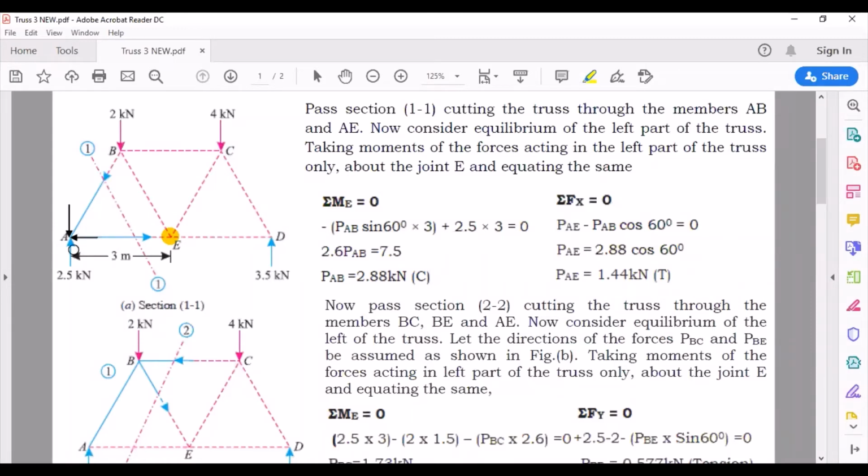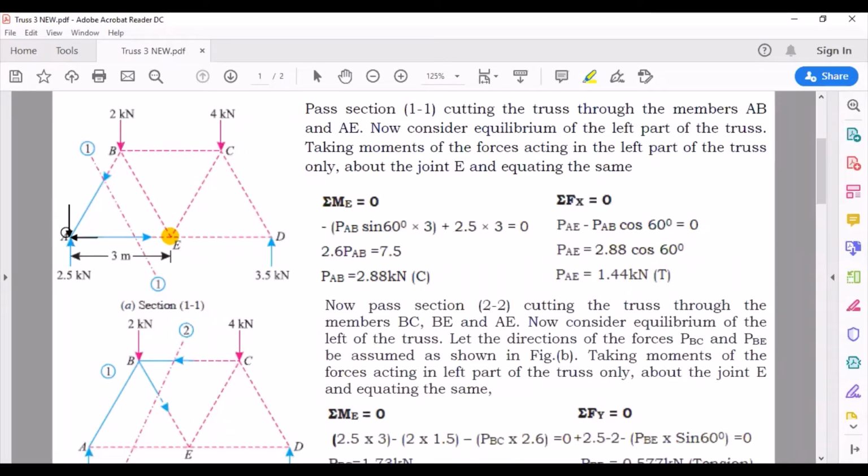You are left with only two of the forces. The directions of AB and AE are assumed. Later after calculation, you will decide whether the assumed directions are correct or not. So you're left with only two forces now, that is, one is the reaction and the other one is the vertical component of AB. Remember AB. Now we all know that this angle is 60 degrees. So the vertical component is PAB sine 60, because inclination is with respect to horizontal. So it is PAB sine 60.